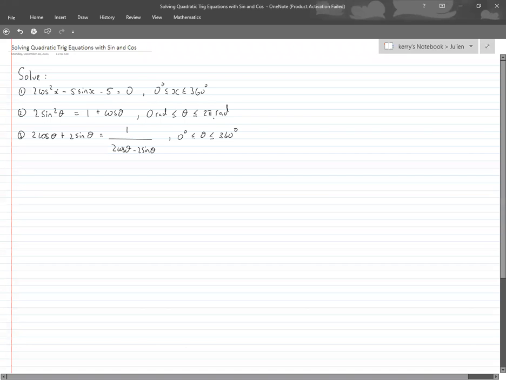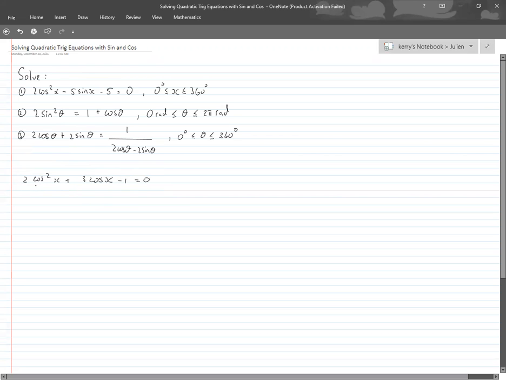So suppose that we have these types of equations here. I know what's different compared to the ones that we did before. The ones that we did before would have been like this: 2 cos squared x plus 3 cos x minus 1 is equal to 0.